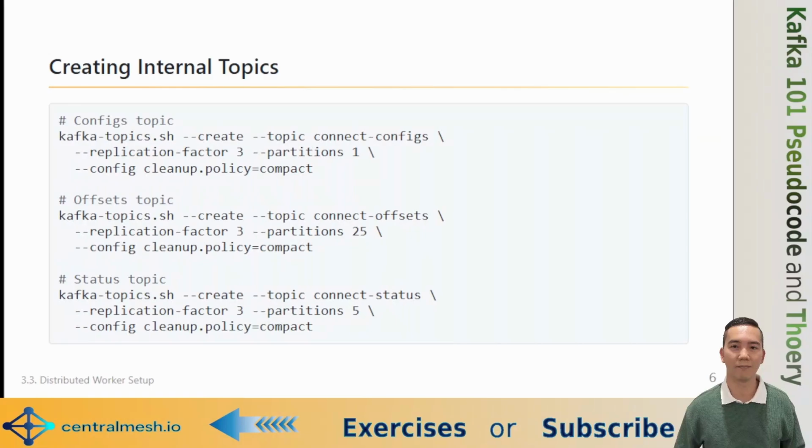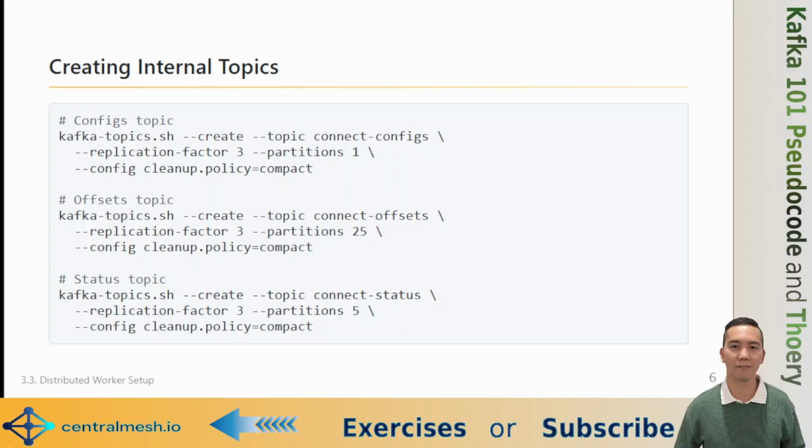Although Kafka Connect can automatically create these internal topics, it's generally better to create them yourself in production. Doing so gives you full control over the replication factor, partition count, and topic configuration. Notice that all 3 topics use the cleanup policy set to compact.